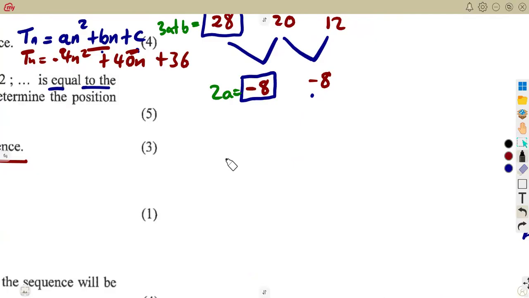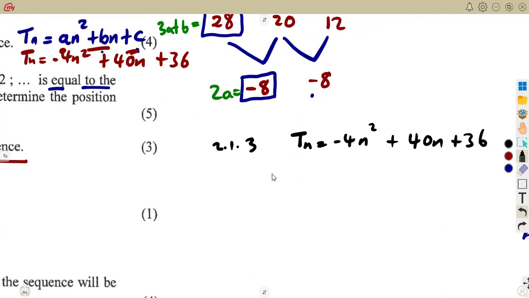Working with the quadratic expression is something that is common to you guys. You have been working with this from your grade 10. All right. Our Tn is given as minus 4n squared plus 40n plus 36, like this. We have the idea of a quadratic expression, that part of a quadratic function.